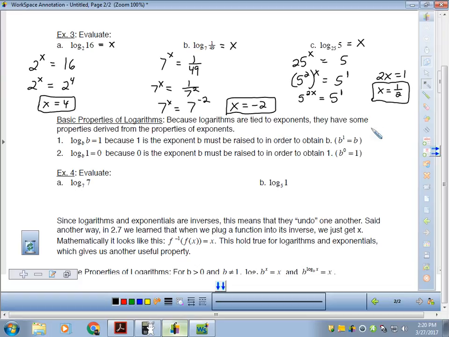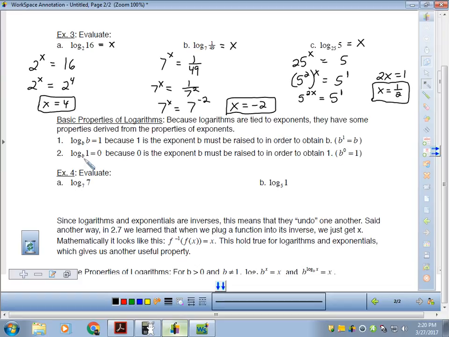The first two are two basic ones. If you have log base b of b, it always equals 1. So if this number is b and this number is b, they more or less cancel each other out and you just get a 1. This comes from the fact that b raised to the first power always equals b.